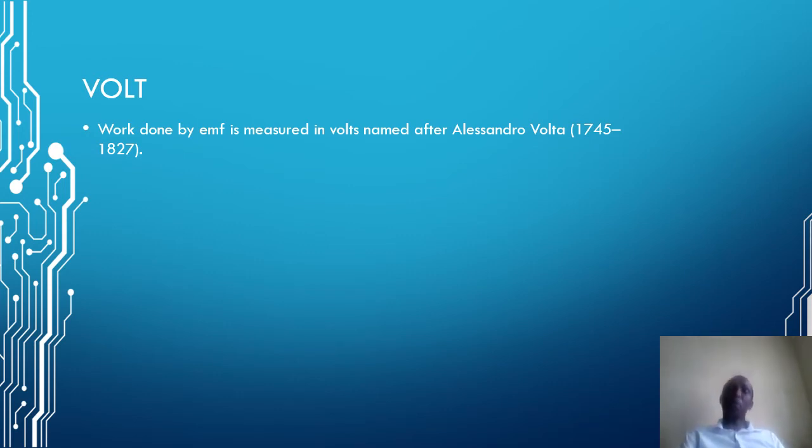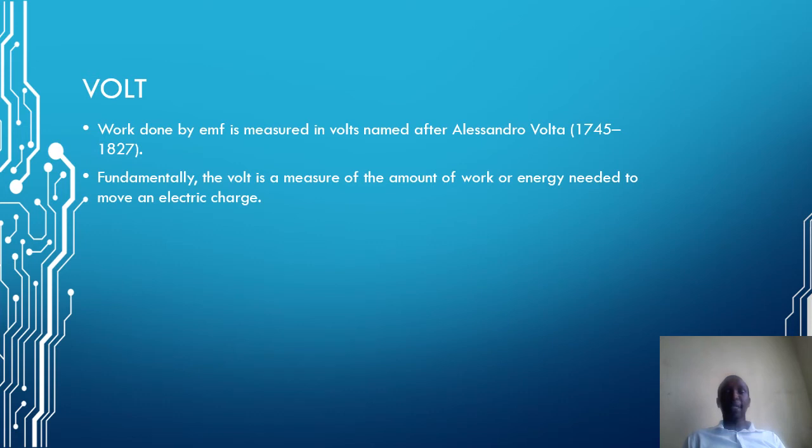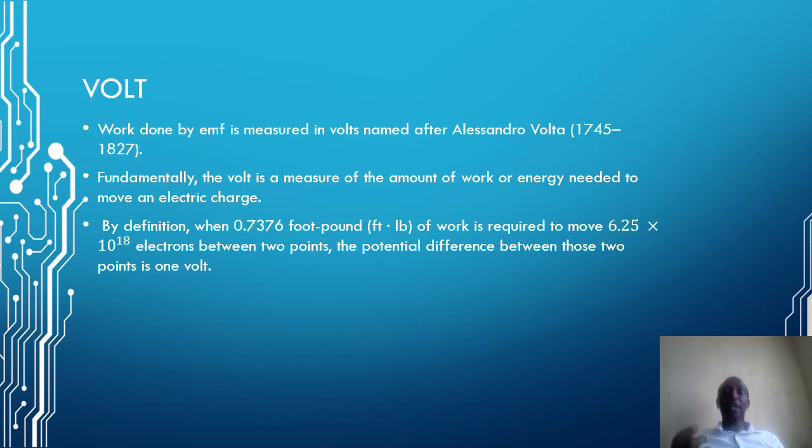Now, the work done by electromotive force is measured in a unit called volts, and this is named after Alessandro Volta. Alessandro Volta established that it is possible for us to measure the amount of work done by electricity, and he was able to come up with a unit that allows us to quantify the amount of work that some electricity can do.